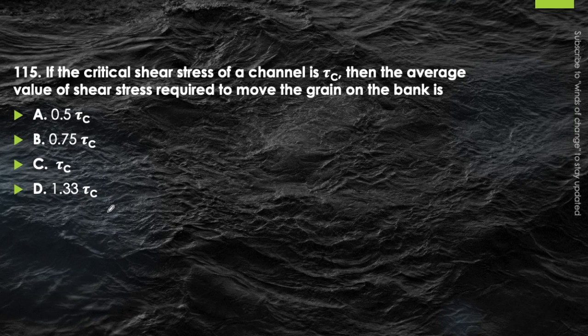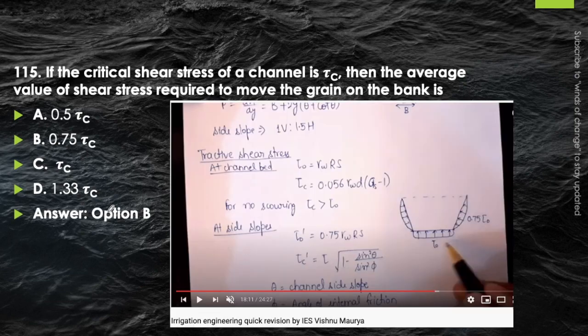Can you recall the critical shear stress conditions? There were two conditions. One was at the bottom of the river or canal and another one at the bank, that is at the side slopes. So the answer here will be option B, that is 0.75 tau c.